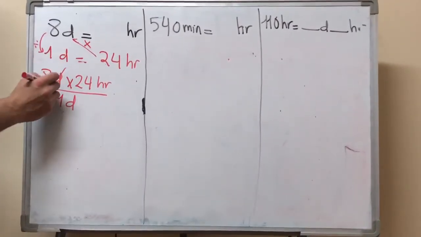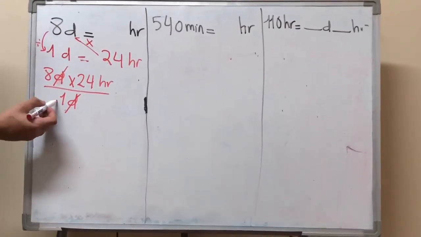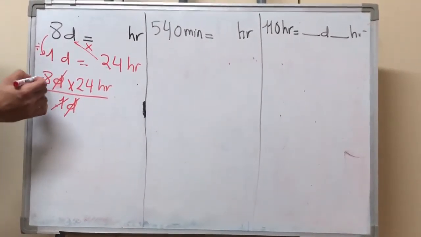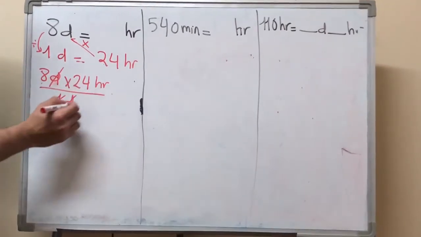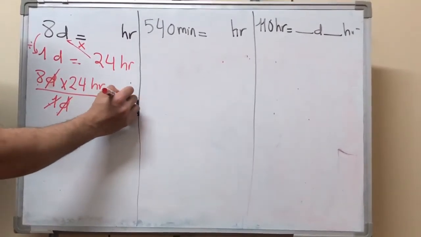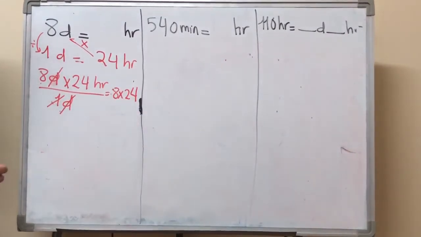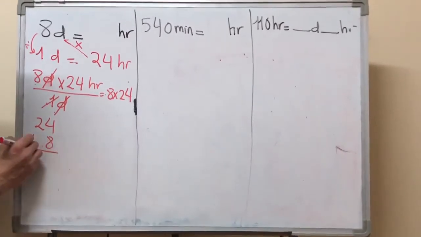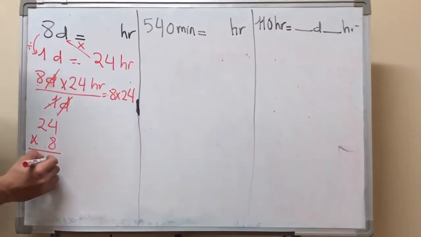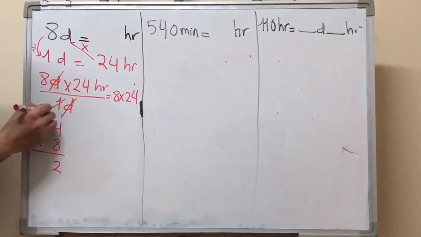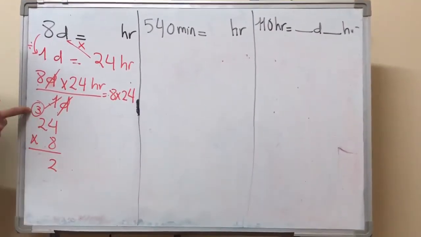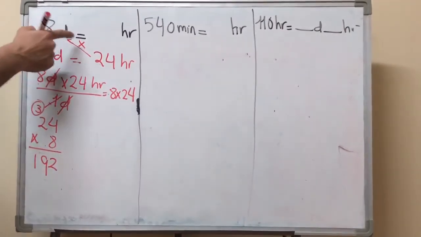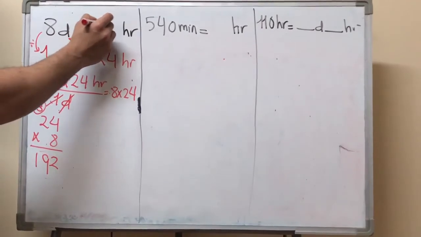The day is going to go away with the day. Since 1 is in the denominator by itself, any number divided by 1 is itself, so it's insignificant. So we are left with 8 multiplied by 24. We put the big number above and the small number below, and we multiply. 4 multiplied by 8 is 32, so it's 2 and carry up 3. 2 multiplied by 8 is 16, and I have 3 carried, so it's 19. So 8 days have 192 hours.